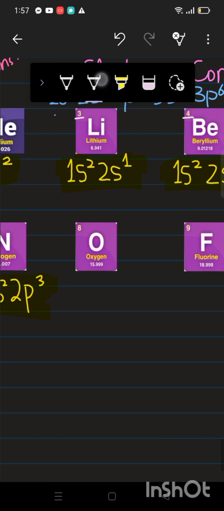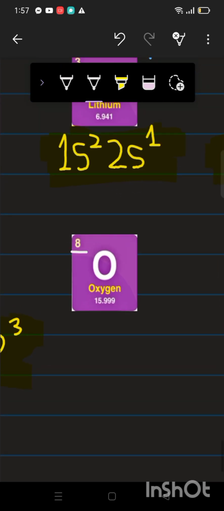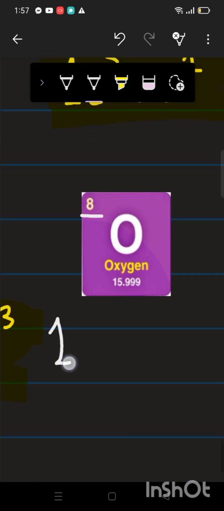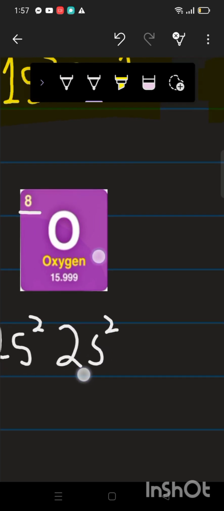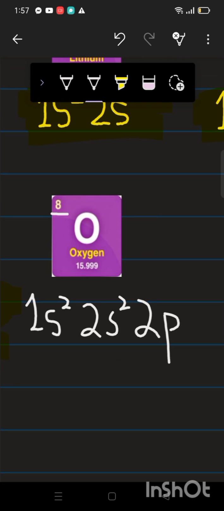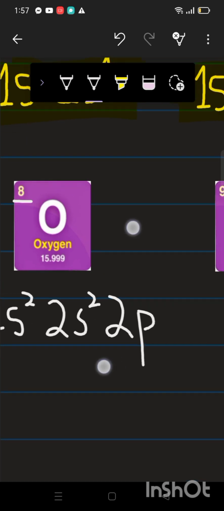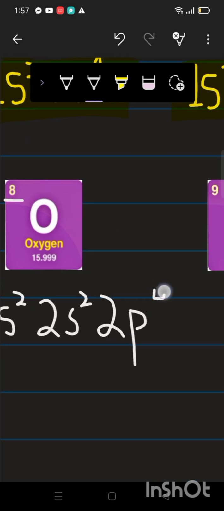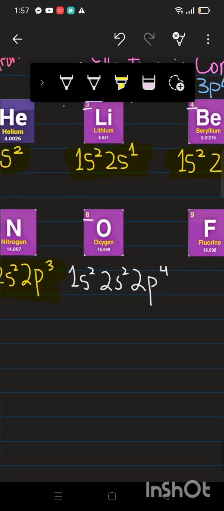Now we are moving towards oxygen, which has 8 electrons. So initially 1s2, 2s2. Now we need to start with 2p. Now 2 plus 2 is 4 and oxygen has 8 electrons. So 8 minus 4, 4, which means 4 are left still. So p will hold 4 because it has capacity to hold up to 6 electrons. So it has now held 4 electrons. So 1s2, 2s2, 2p4 is the electronic configuration of oxygen.